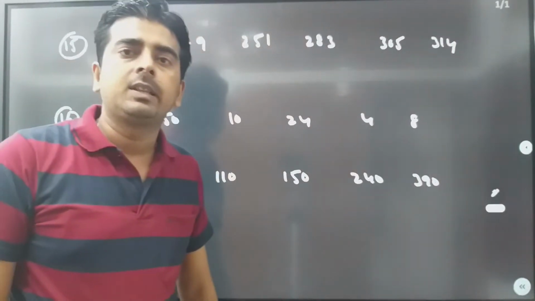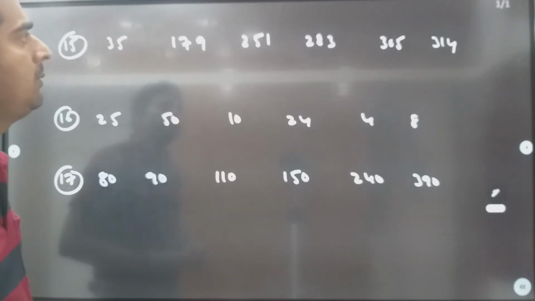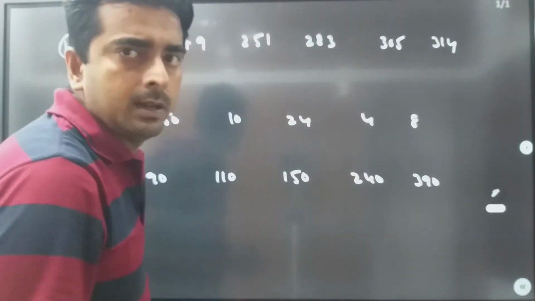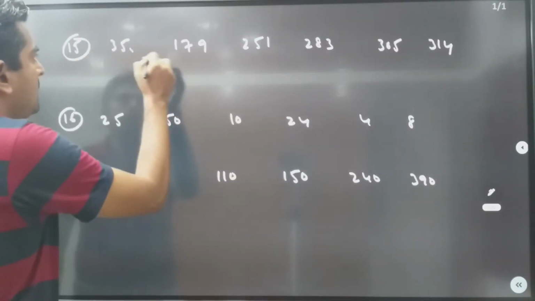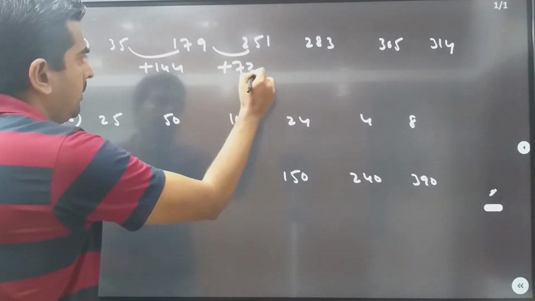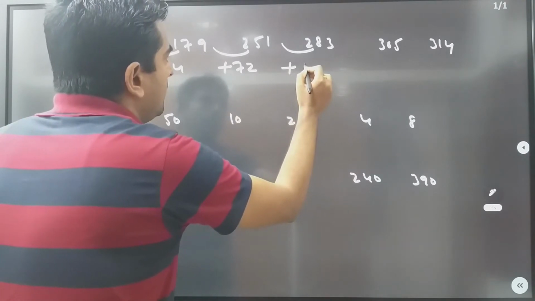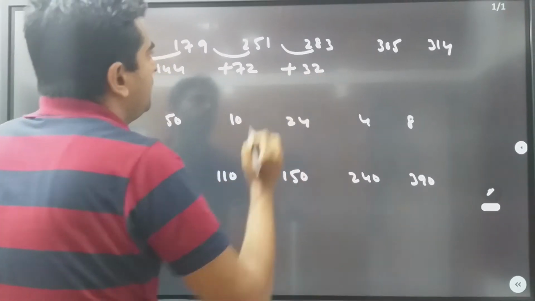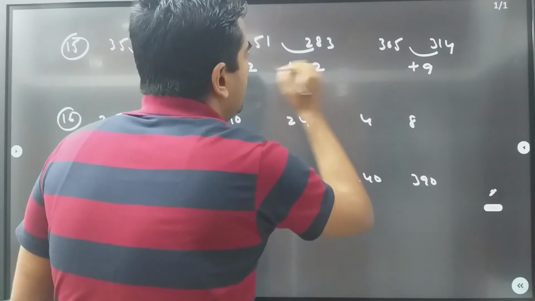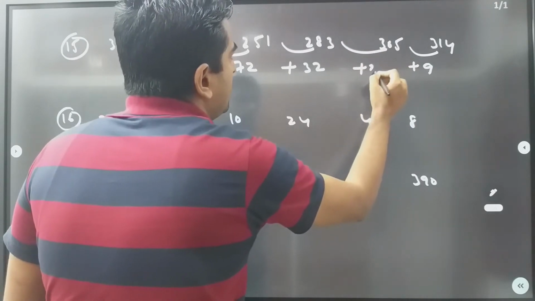So now we will see the last 3 wrong number series. First one, 35, 179, 251, 283, 305, 314. The series is not increasing fast. That means it follows difference logic. Here how much? Plus 144. Here how much? Plus 72. Here how much? Plus 32. Here how much? Plus 9 if you go from left to right. Here how much? Plus 22.